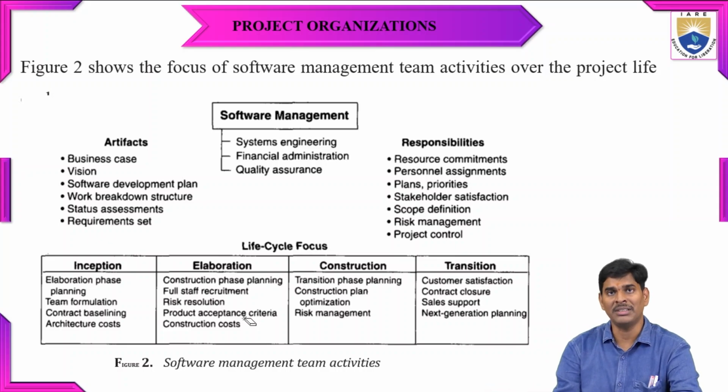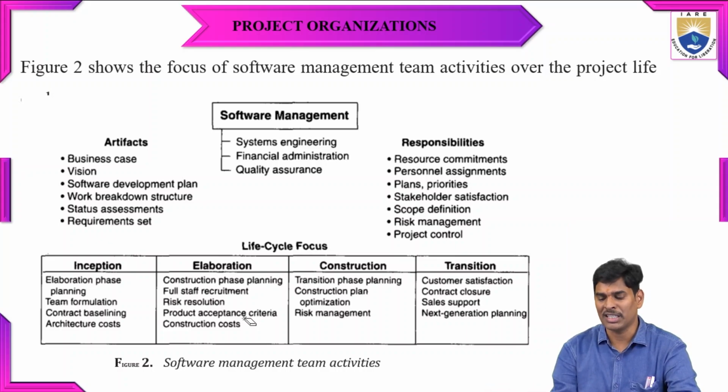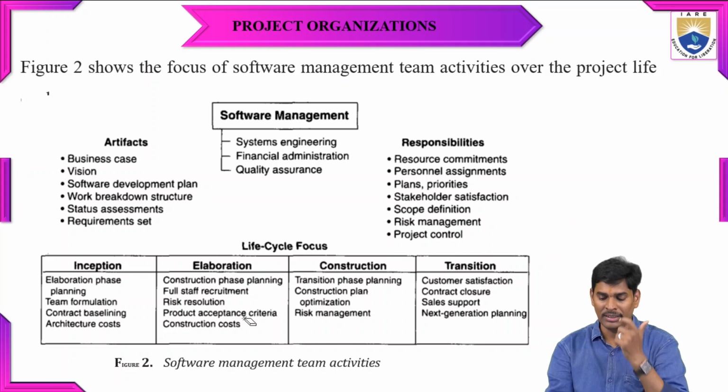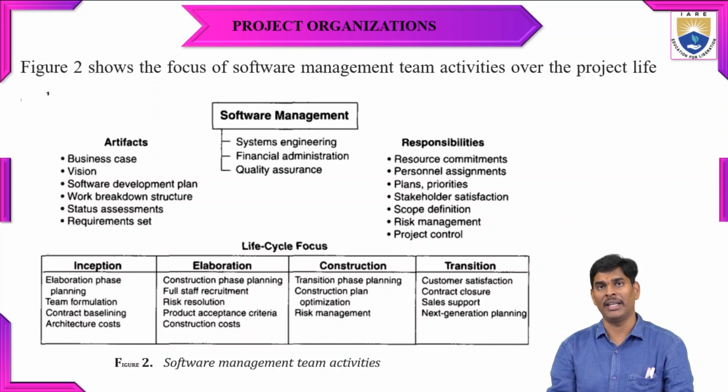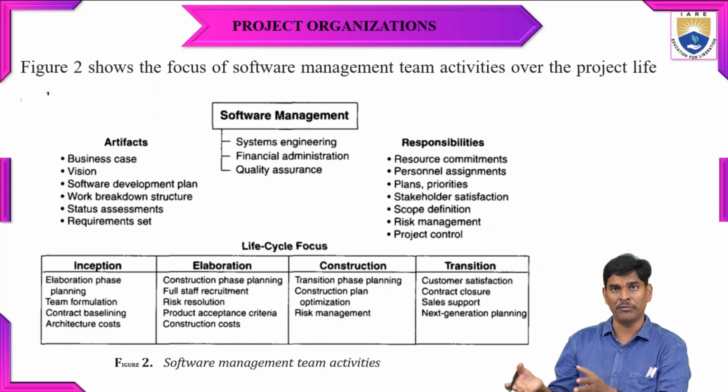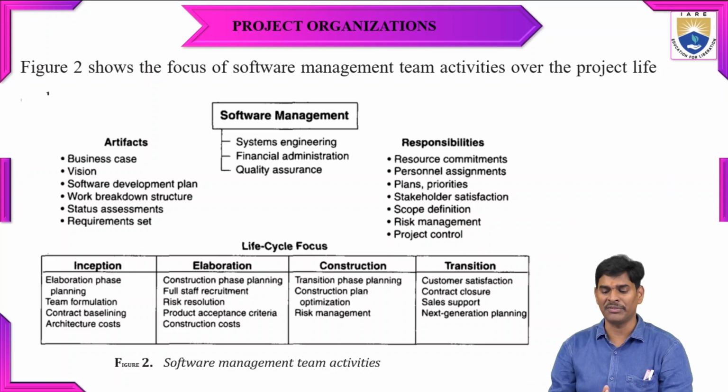And transition means the final product. So customer satisfaction, they need to take the feedback from the customer, and contract closure. So after completion of this, the contract has to be closed. Sales support. Okay, after delivering the product, they need to provide customer support for the end users, and next generation planning. So after completion, they need to go for the new release of the software or the architecture.